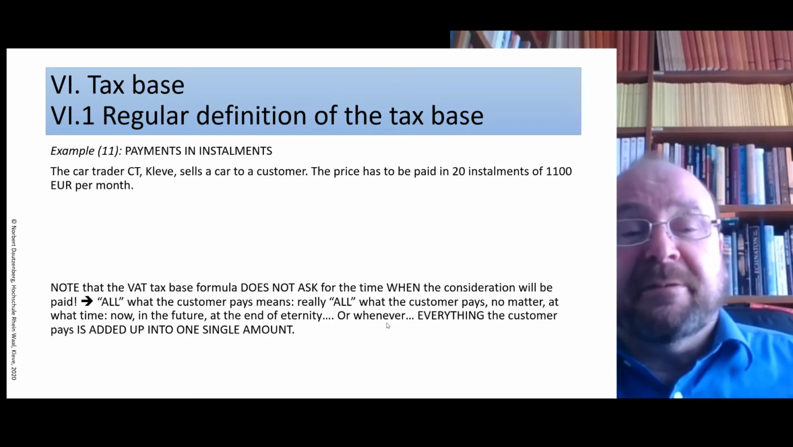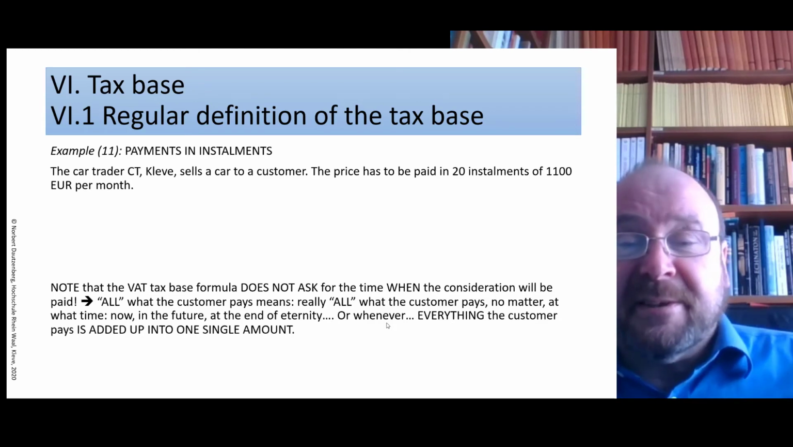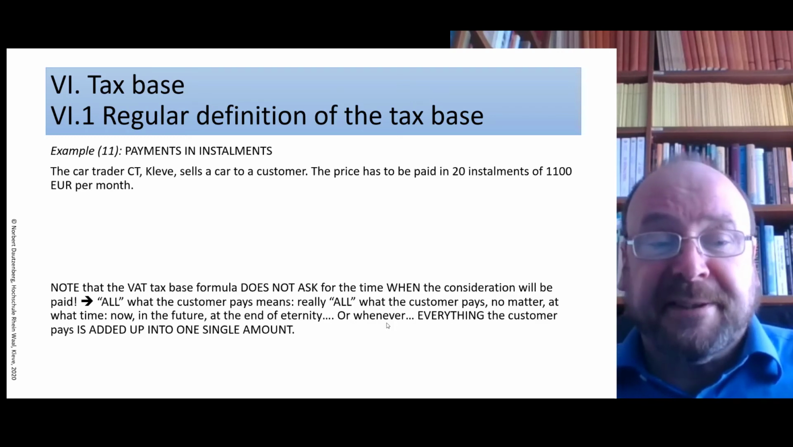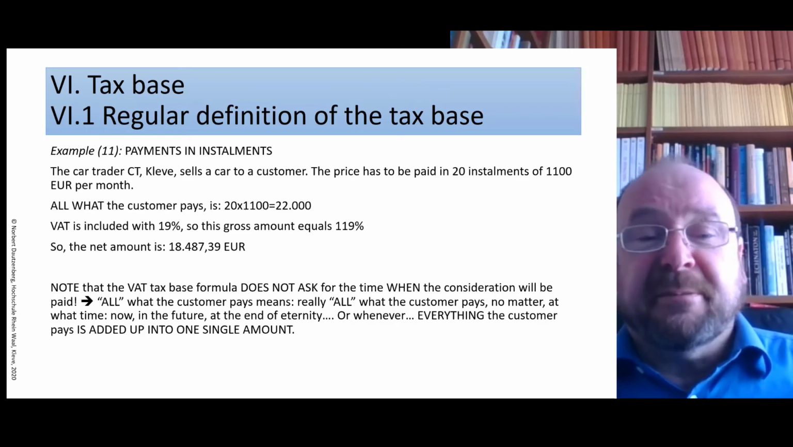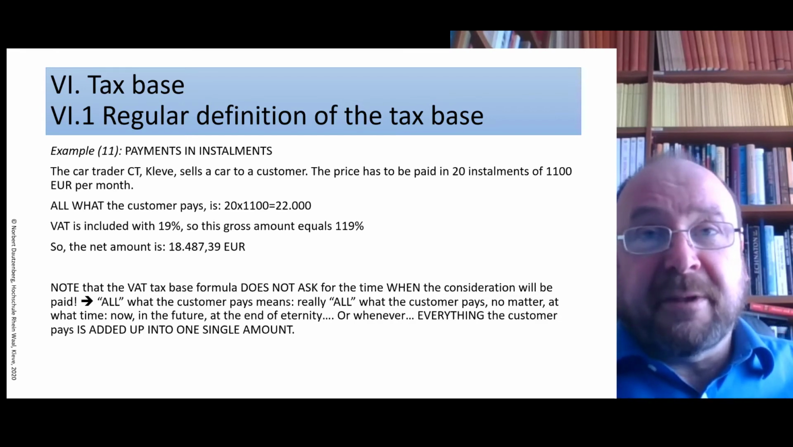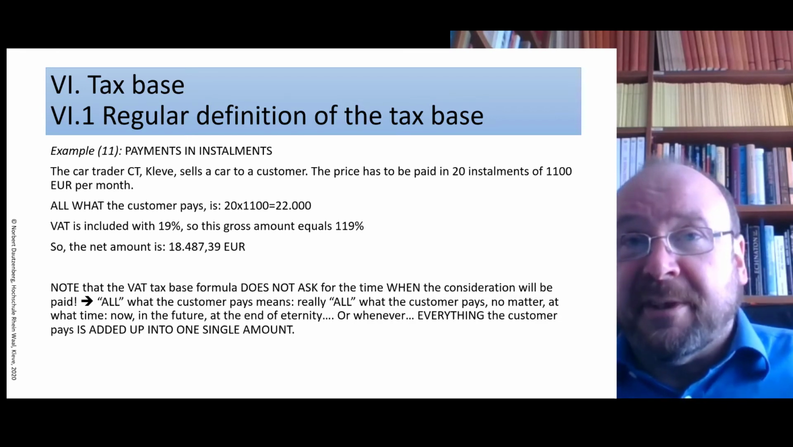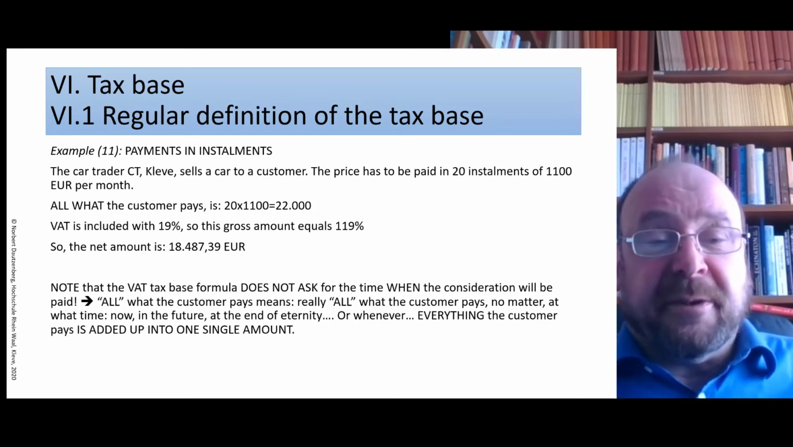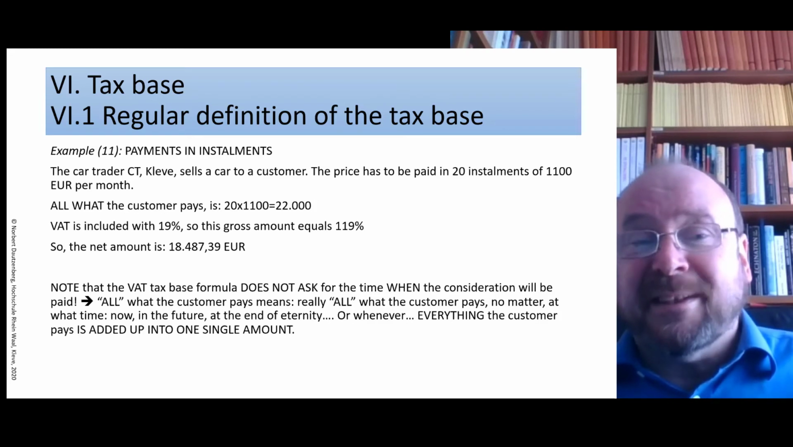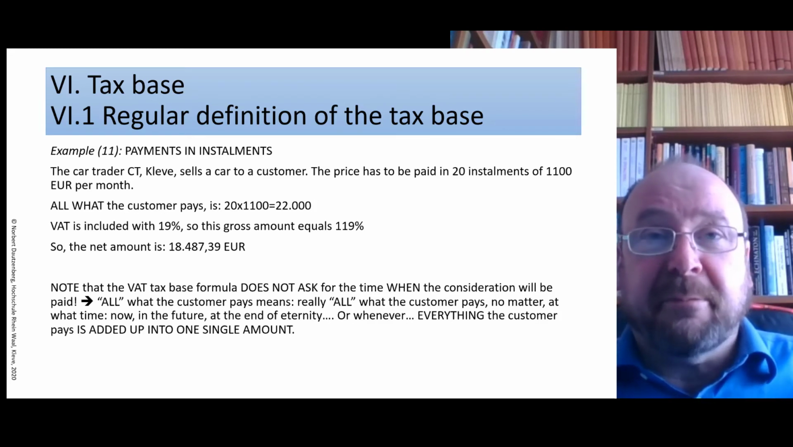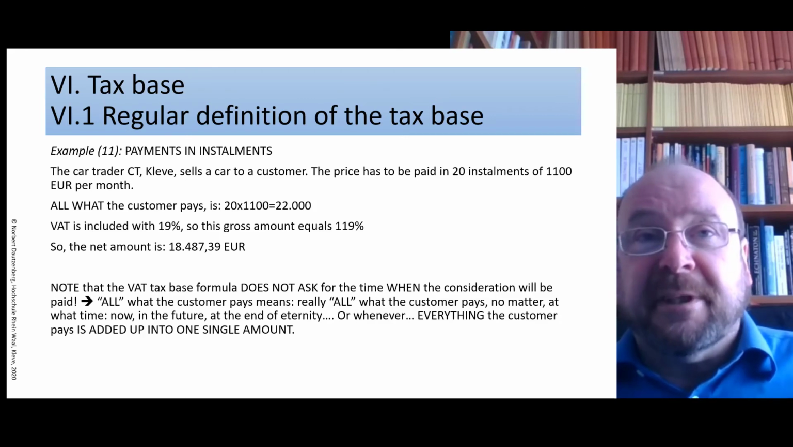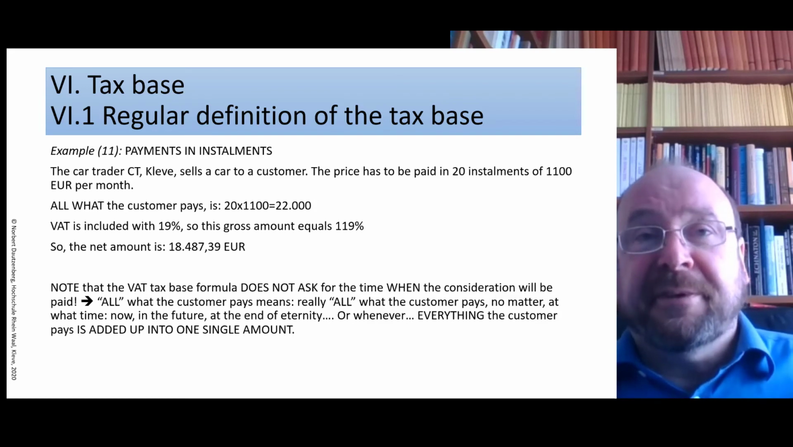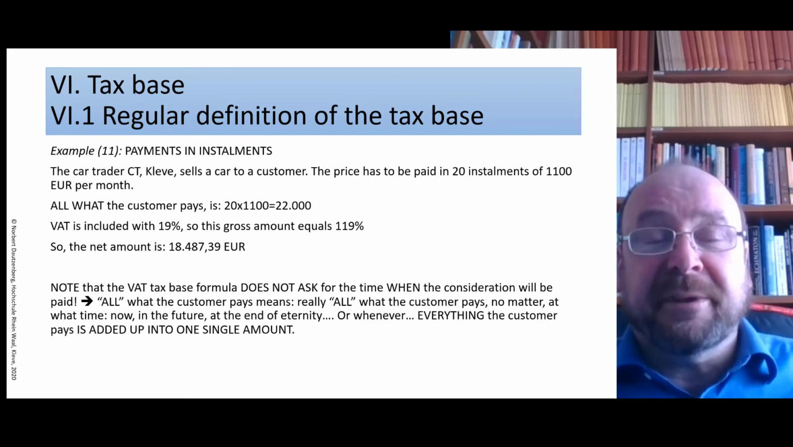A car trader from Kleve in Germany sells a car to a customer. The price has to be paid in 20 installments of 1,100 euro each per month. So all that the customer pays is not just 1,100 euro each month. All that the customer pays at the moment when the car is handed over, then the consideration is all that the customer pays, and all that the customer pays has no time limit. So you have to find out all that the customer pays at whatever time till the end of eternity and have to declare that.